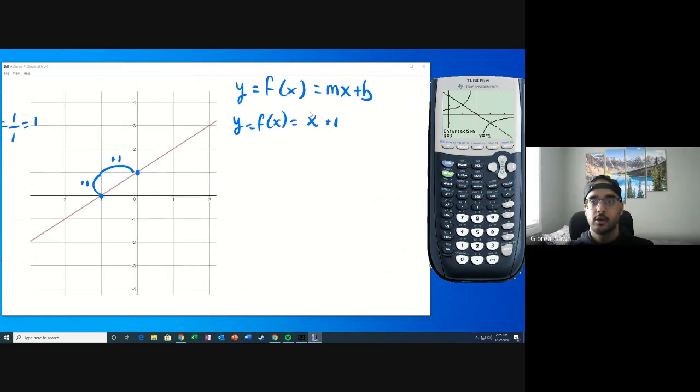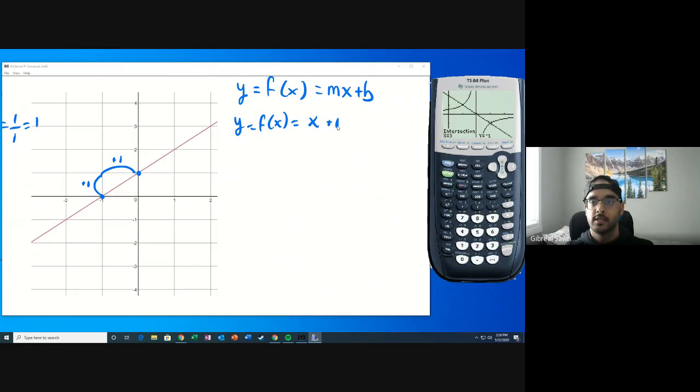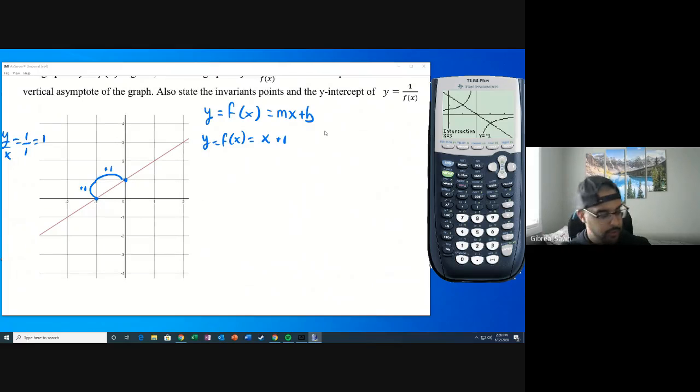Okay, my slope is 1, so I don't really need that coefficient. My y-intercept is 1. You can see it clearly. Okay, so there's my f of x. There's my original. Okay, so that's good. Let's get some invariant points as well. Some invariant points. And we said those were where f of x was equal to positive or negative 1.